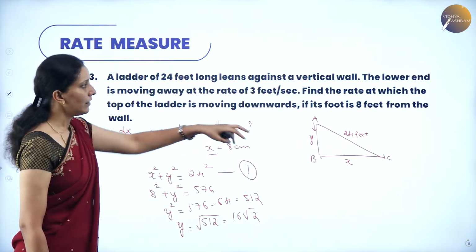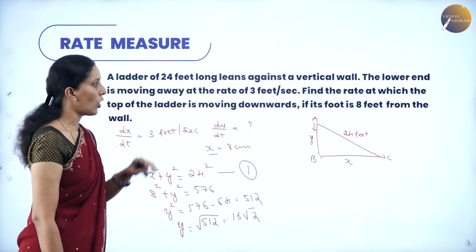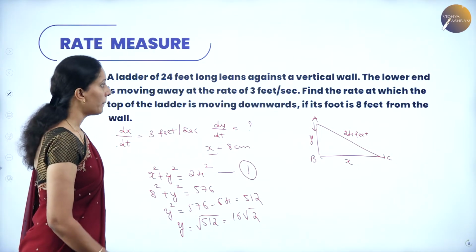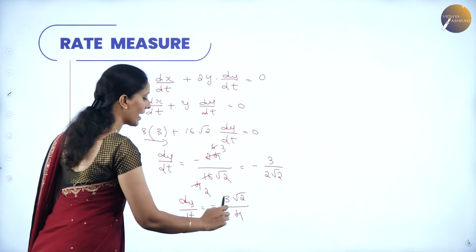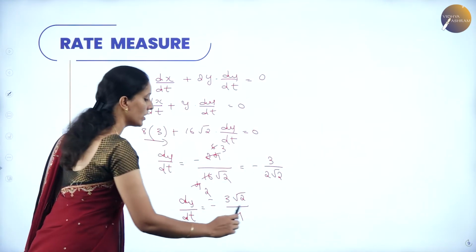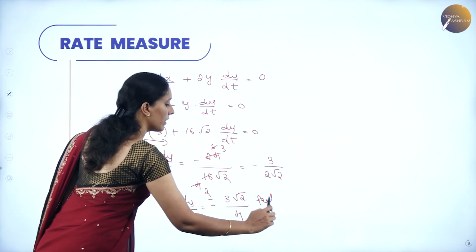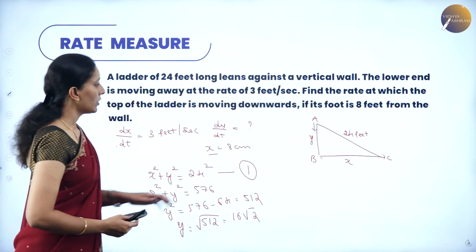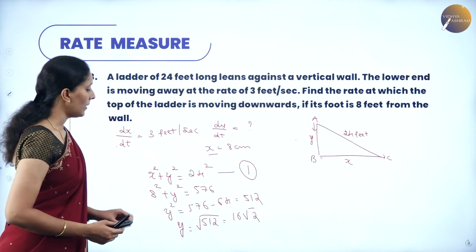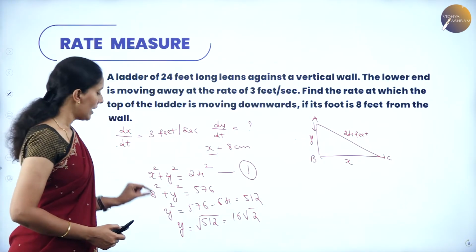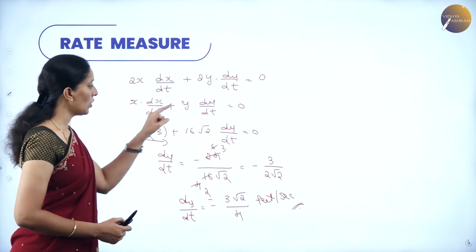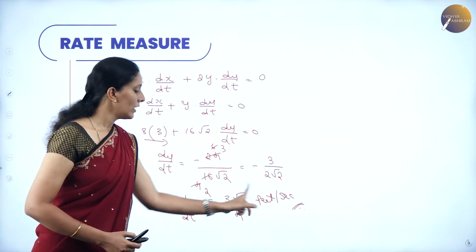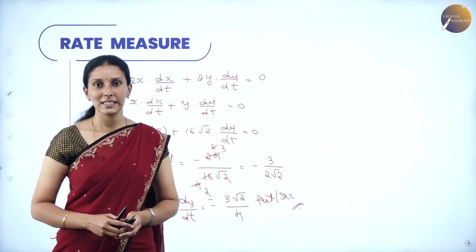It is the top of the ladder moving downwards, at the rate of how many feet per second? The minus indicates it is moving downwards, so this is feet per second. Thus, using the Pythagoras formula we can calculate y, and differentiating equation 1 we find the top of the ladder is moving downwards at the rate of 3 root 2 by 4 feet per second.